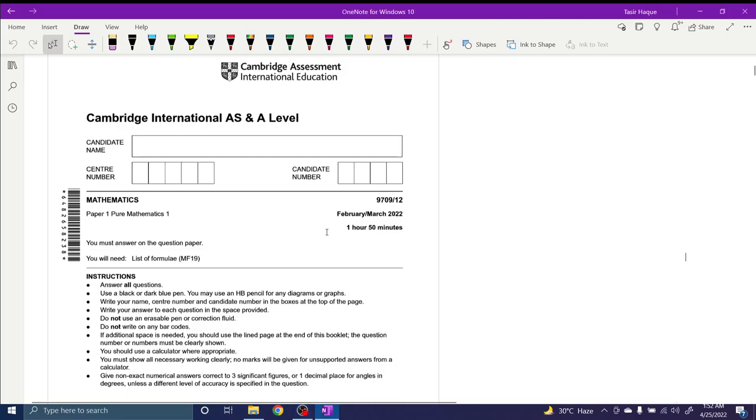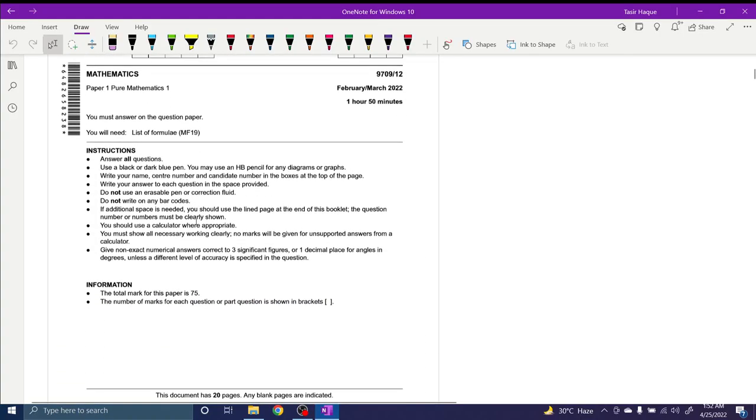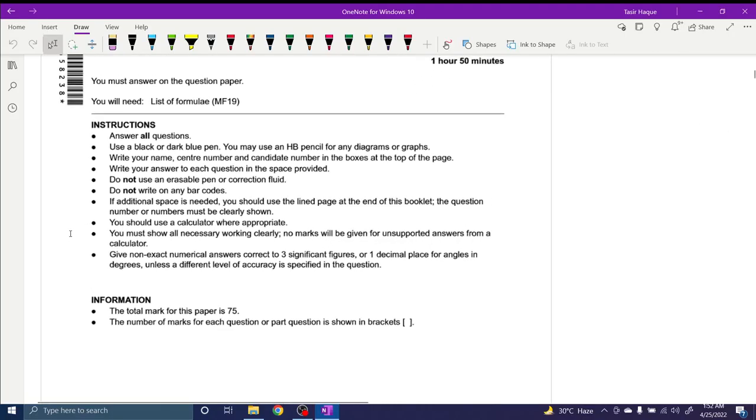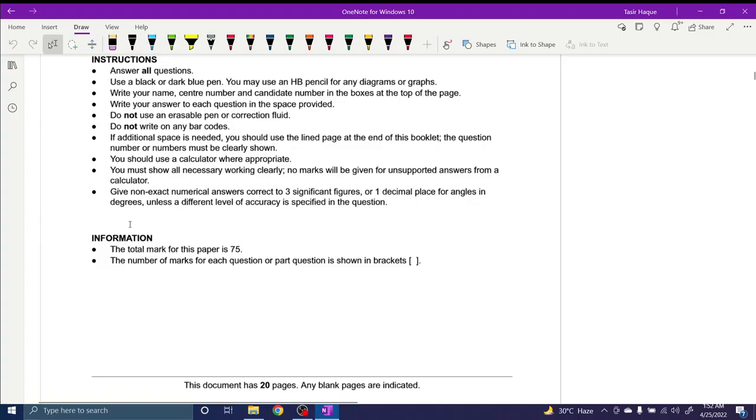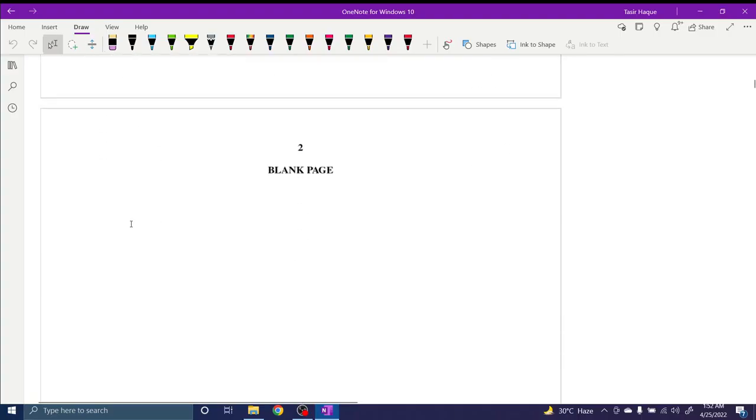Hello, I'm solving this P1 paper today, 9709 variant 12, March 5, 2022. All answers to 3SF, okay? And angles to 1 dp, unless a different level of accuracy is mentioned in the question.